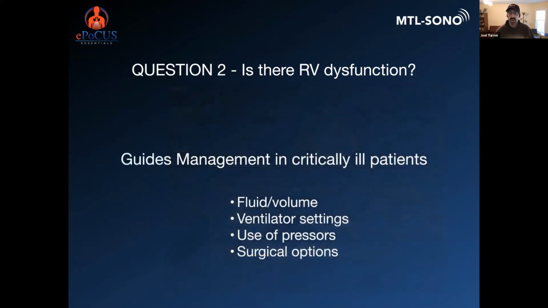So knowing about RV dysfunction is very, very important in your critically ill patients. If you see patients that are hypotensive or intubated in your emerge or in the ICU, this gives very important management decisions on how to give fluid, what your vent settings should be, if and when you should be using pressors, and of course, for those in the ICU, whether or not there are any surgical options to suggest. But these are really important to guide management in those patients that are very, very sick in the emerge.